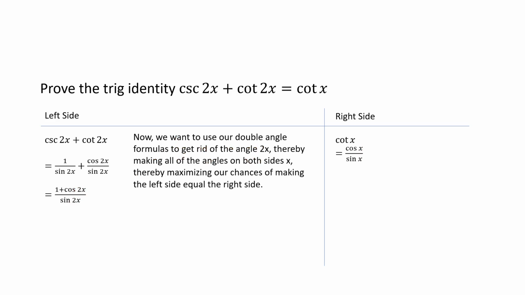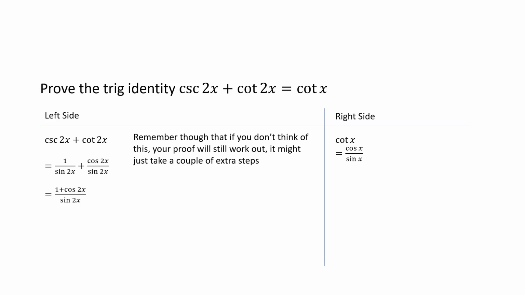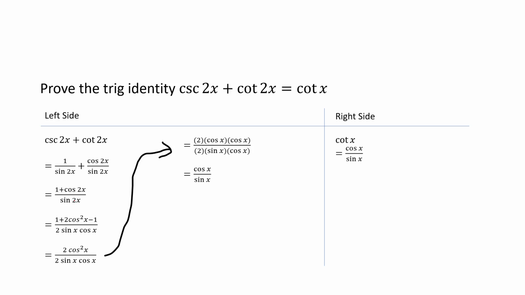Okay? So like it says here, use our double angle formulas to get rid of the angle 2x. Recall that we have options regarding which of the formulas for cos 2x we can use. Thinking logically, we'll say cos 2x equals 2 cos squared x minus 1. The reason we should do this is that we're adding 1 to that, so by using the version of cos 2x that involves negative 1, we get rid of the 1's and there's no constant term. But if we don't think of that, it'll still work out, it'll just take some extra steps. So we let cos 2x equal 2 cos squared x minus 1.